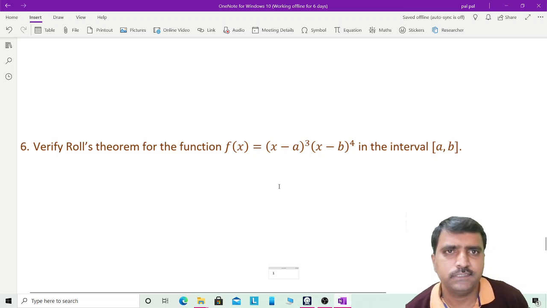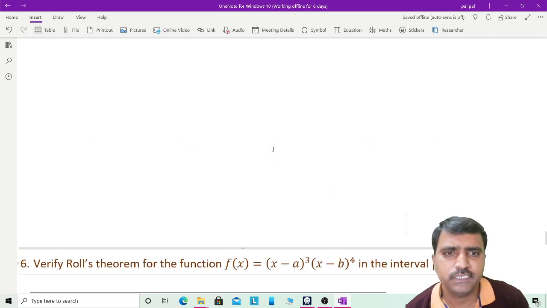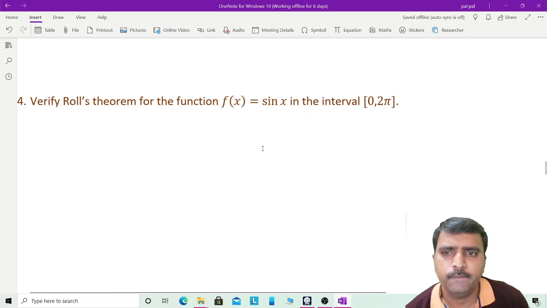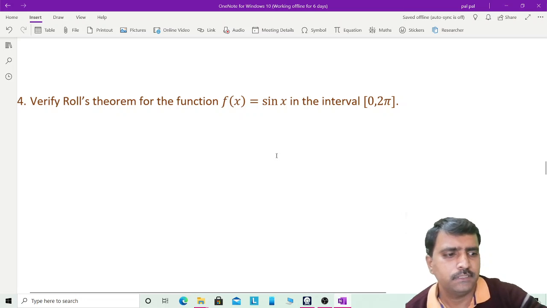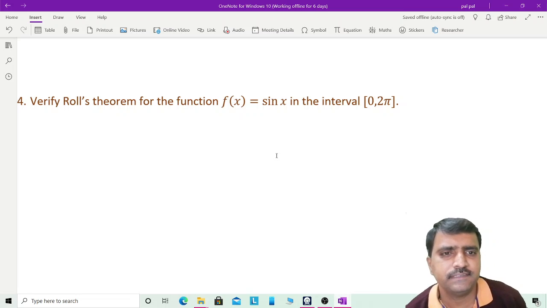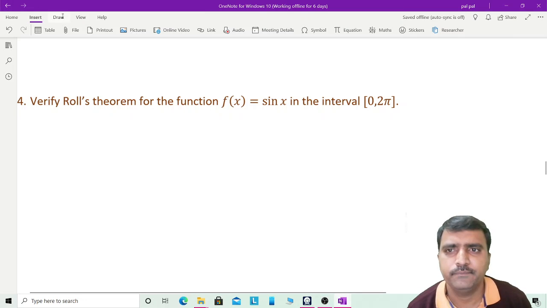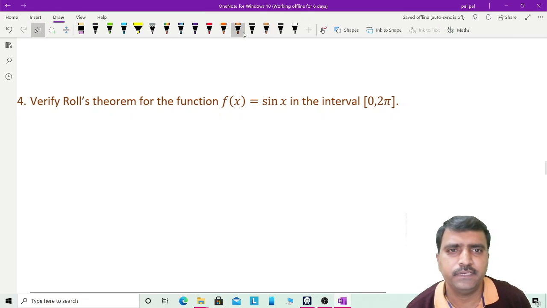So hello students, this is the continuation of the Rolle's theorem problems. I wanted to discuss some more problems on Rolle's theorem here, where we need to verify Rolle's theorem for the function f of x is equal to sin x in the interval 0 to 2 pi.